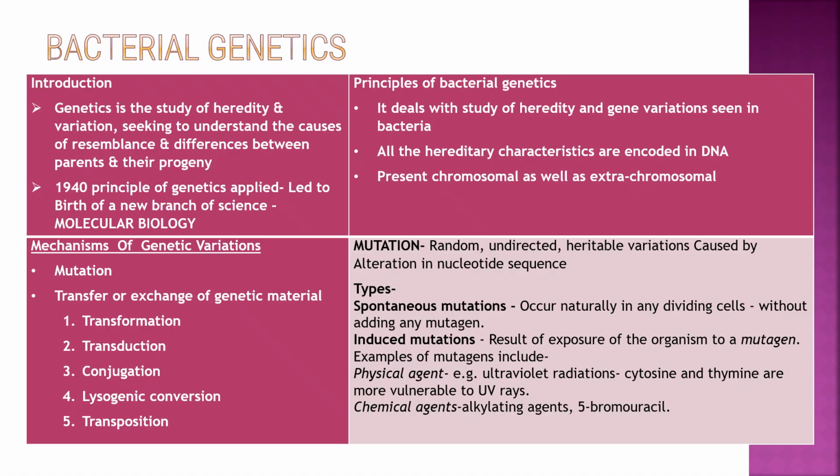So let's say mutation. Mutation is a random, undirected, heritable variation caused by alteration in nucleotide sequence. Types of mutations are spontaneous and induced. Spontaneous mutation occurs naturally in any dividing cells without adding any mutagen. Induced mutation is the result of exposure of the organism to a mutagen. Example, physical agent: ultraviolet radiation, where cytosine and thymine are more vulnerable to UV rays. Chemical agents: alkylating agents, 5-bromouracil.